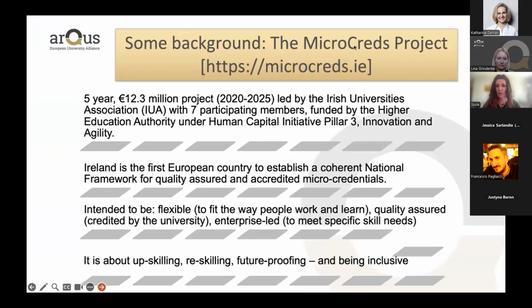Just to give you some background, I think the national background is quite important. Ireland has the micro-creds project, which was awarded quite a bit of funding from different funding bodies, 2020-25. As far as I know, we have received an extension of the funding, although the funding will go down a little bit. We have 7 participating members, so different universities around Ireland are participating in this. And as far as I am aware, Ireland is the first European country to establish a coherent national framework for quality assured and accredited micro-credentials.